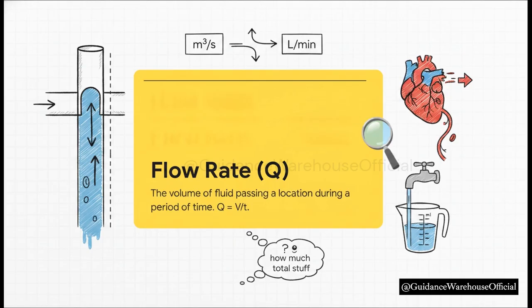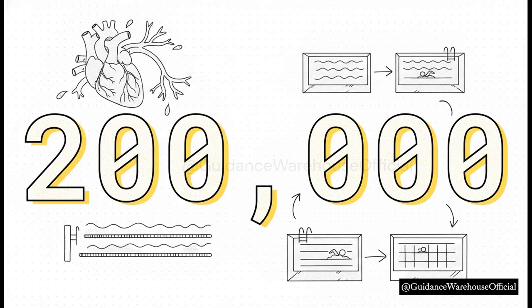Volume over time. Scientists usually measure this in cubic meters per second, but in medicine or everyday life, you'll hear liters per minute. Whenever you hear the term flow rate, just ask yourself, how much total stuff is moving past me right now? And those simple units? They add up to absolutely staggering amounts over time.